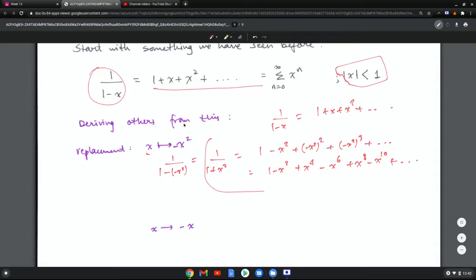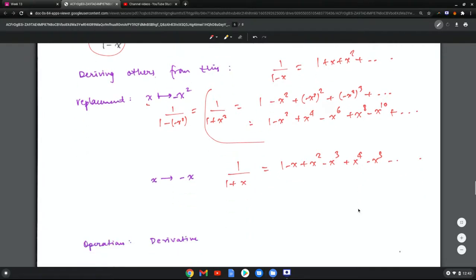So if I have one of my functions, then I can define the other one. And then I don't have to worry too much because if x is less than 1, then x squared is definitely less than 1. What happens if I replace x by negative x? Then I get 1 over 1 plus x is 1 minus x plus x squared minus x cubed plus x to the 4 minus x to the 5, and so on.